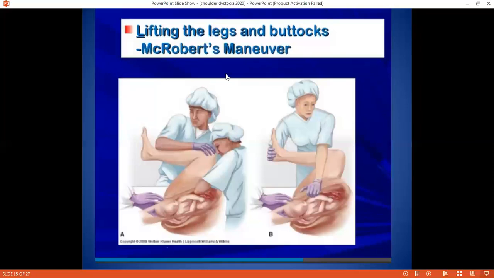L, lifting the legs and the buttocks. This is the McRoberts maneuver. Hyperflexion and abduction of the thigh with flexion of the knees, usually by 2 assistants, and with this position, an assistant will pull on the fetal head. This is teamwork, shoulder dystocia, teamwork, and we need many personnel to help us.